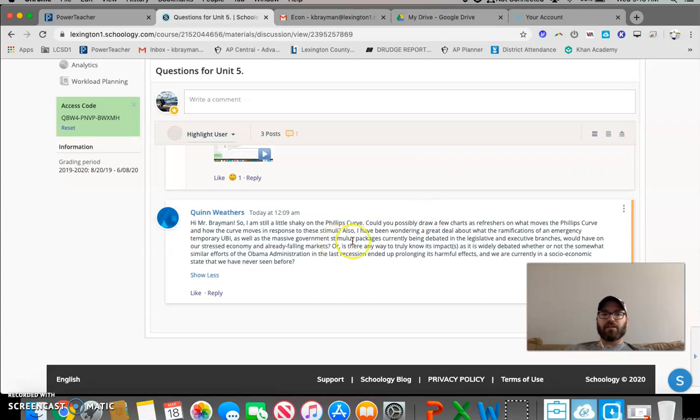So let me just read this question one more time before I finish answering it. As a massive government stimulus package currently being debated in the legislative and executive branches would have our stressed economy and already failing markets. All right, so what would be the effect?